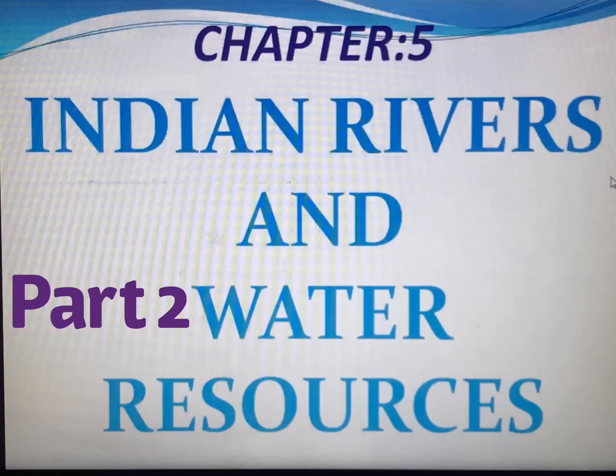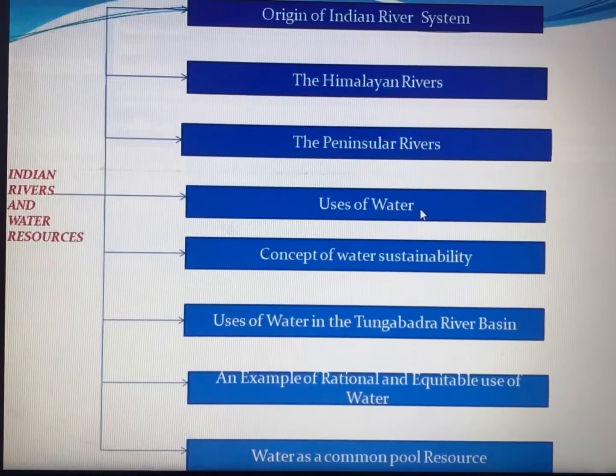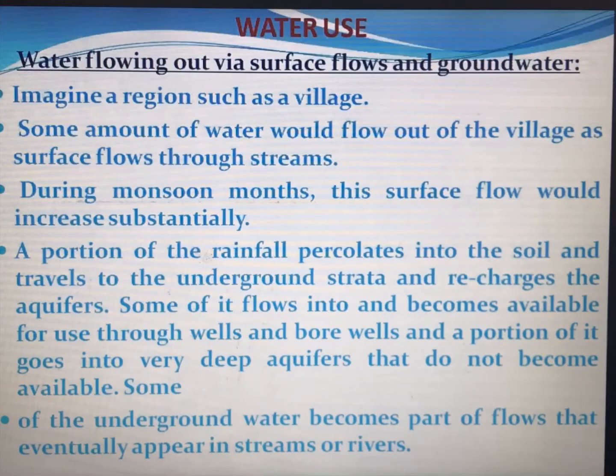This is the social studies subject, class 10, and this is the fifth chapter, Indian rivers and water resources. This is part 2, and part 1 has already been released. If you see the subtopics of this lesson, the first three topics we completed in part 1, and in part 2 we are going to complete the rest, and part 3 is also there. So let's complete all these topics.